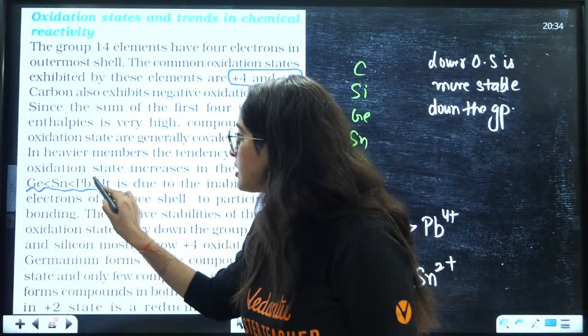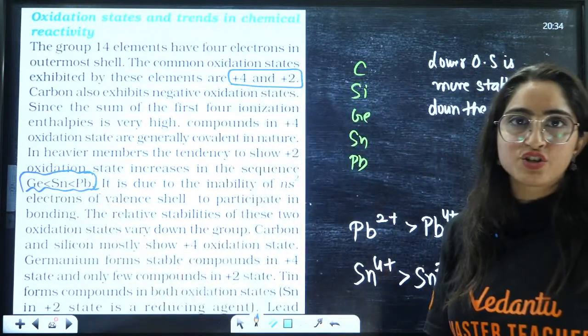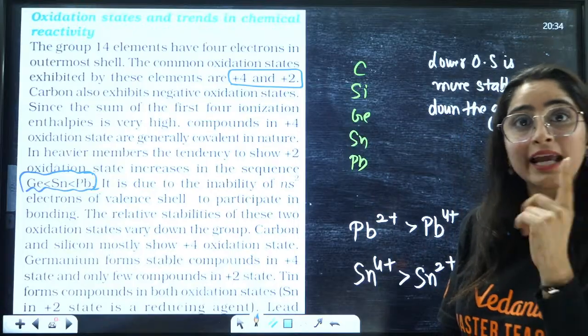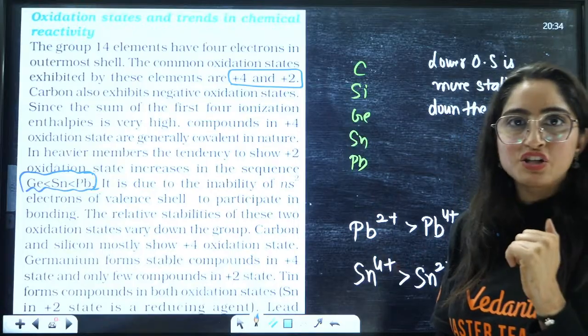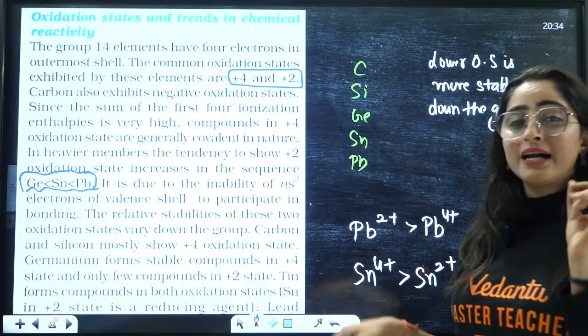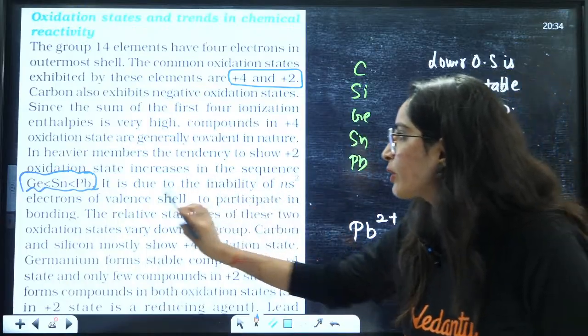That means carbon and silicon do not show any +2 oxidation state, but germanium, tin and lead can show +2 oxidation state, and that increases in this order. First for this, then for this. Lead has the maximum tendency. It is due to the inability of the ns2 electrons to participate.